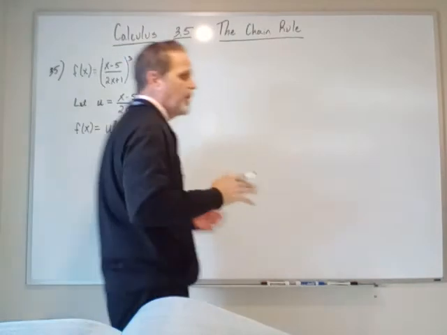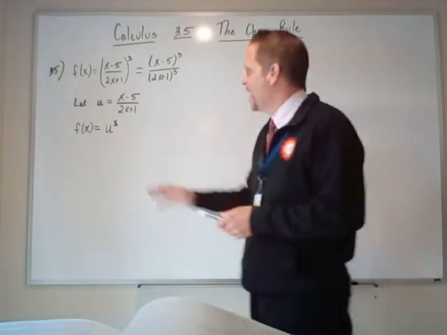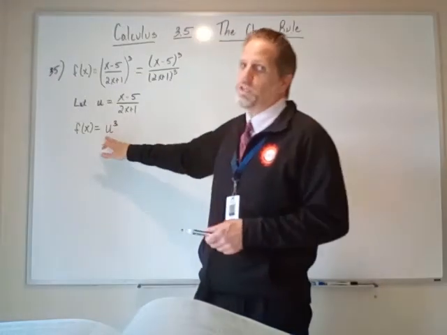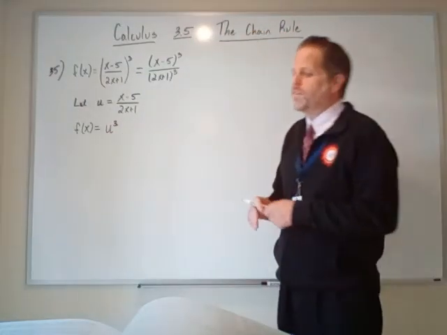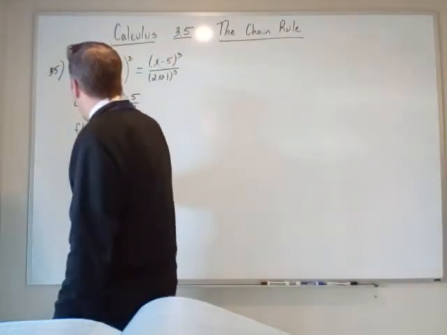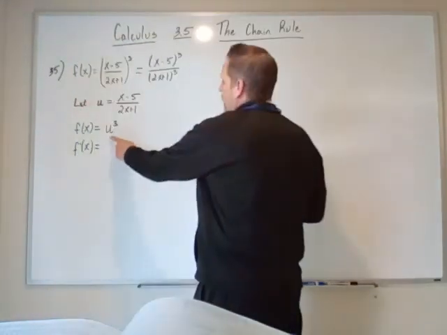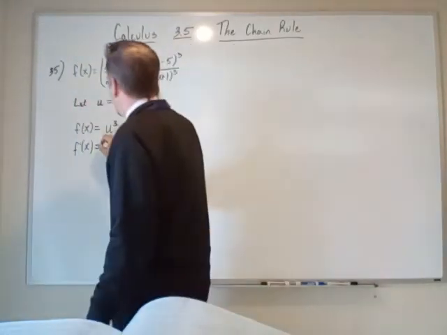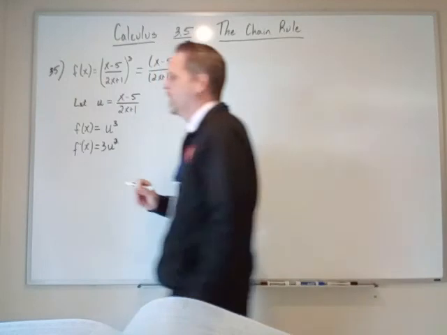And realize that we don't have any x's now in the equation. They're embedded in the u variable according to the let statement. Okay, so now we want to take the derivative, so we're going to try to find f prime of x. Now f prime of x, I'm going to take the derivative on the right side, which is the derivative of u cubed, which is 3u squared.